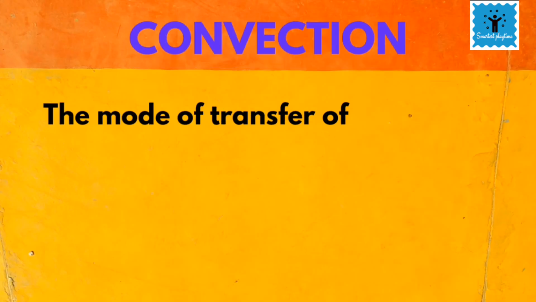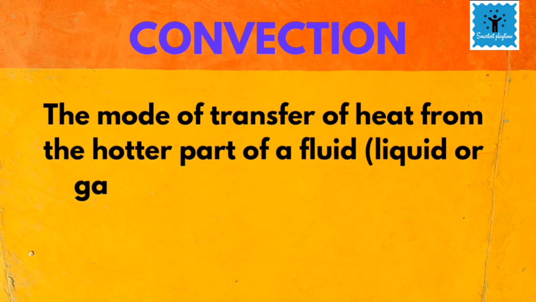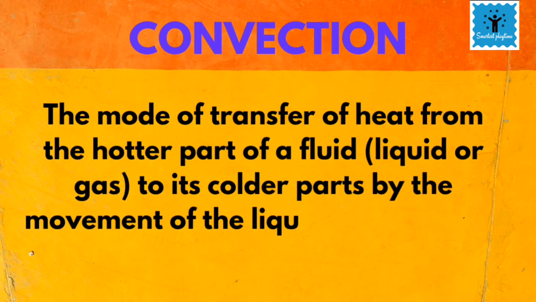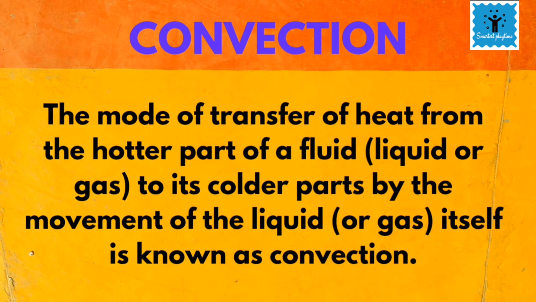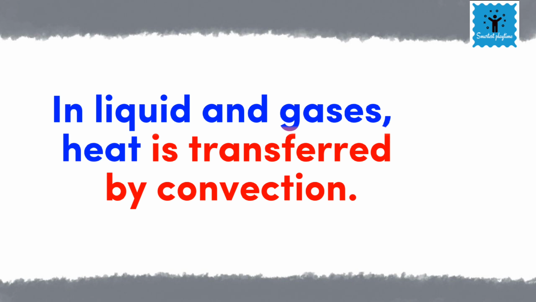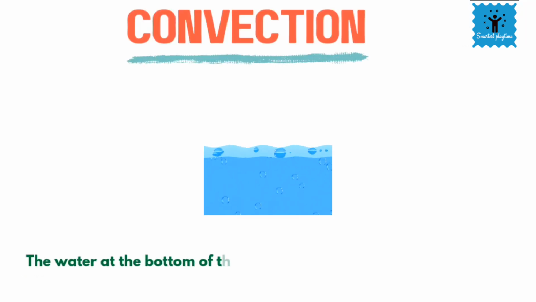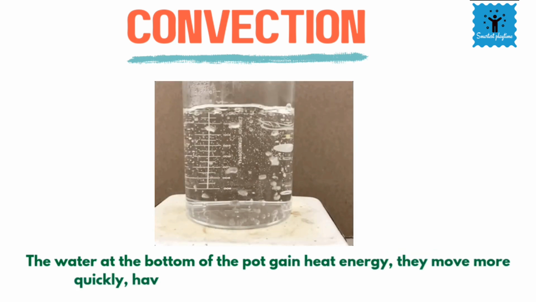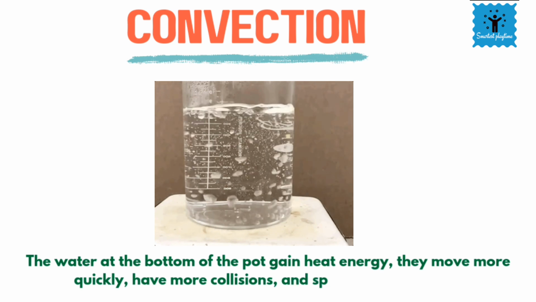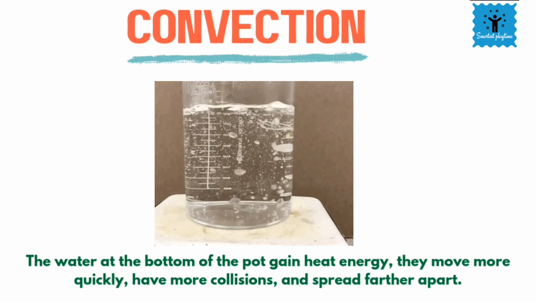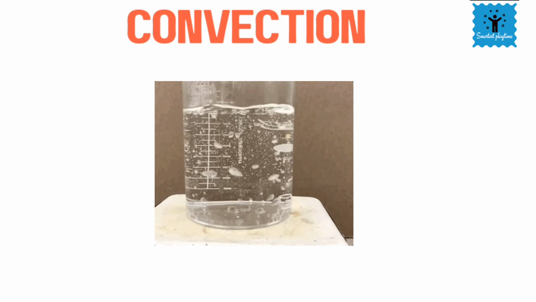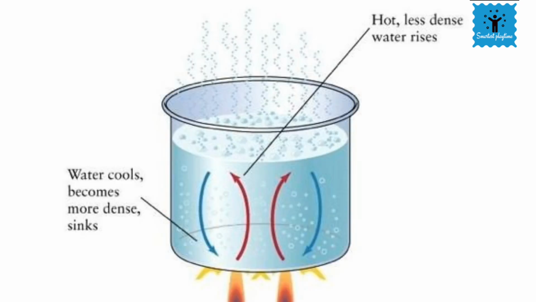In convection, heat is transferred from the hotter part to the colder part of the fluid by the movement of the particles. Convection occurs in liquid or gas. When we heat gas or liquid, the substance expands and the particles gain some energy and start to move faster and away from each other. Due to this movement of particles, energy is transferred from one area in the liquid to another.